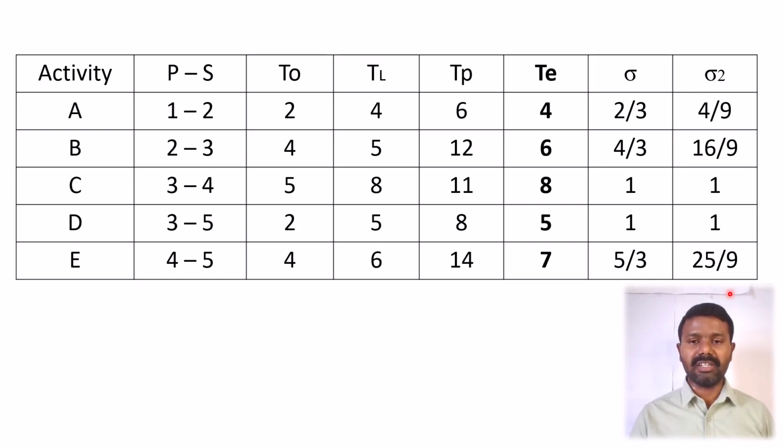So in this way, for each and every activity we will be calculating the expected time, the standard deviation and the variation. Now let us consider the activity and the expected duration and the relation between the starting point and ending point, and then we will try to draw the network model, and then we will go to the next step.